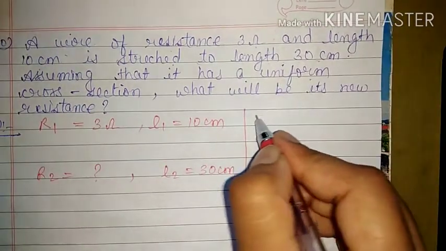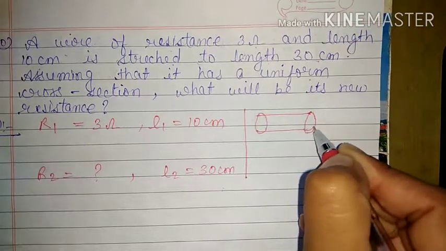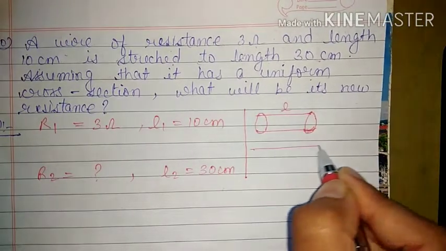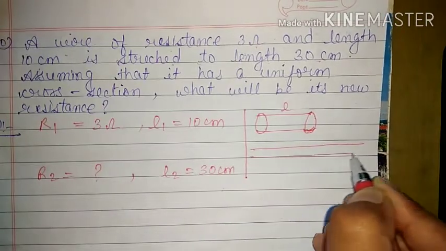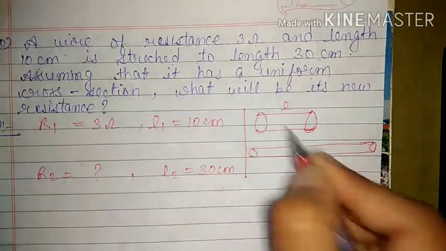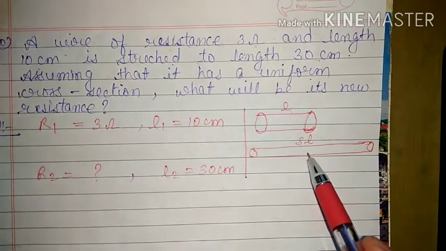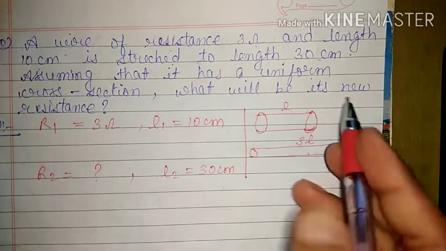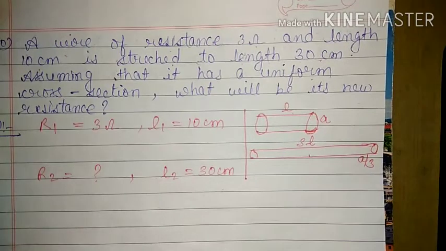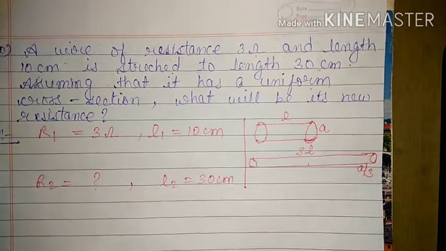That means if you are having this wire initially with length L, and if we stretch it to 3 times, then obviously its cross section area will decrease. Initially it was L and now it is 3L. That means initially it was 10 centimeter and now it is 30 centimeter. So if the cross section area was A, then here the cross section area will be A by 3, since the volume of the conductor is same. It has not changed.